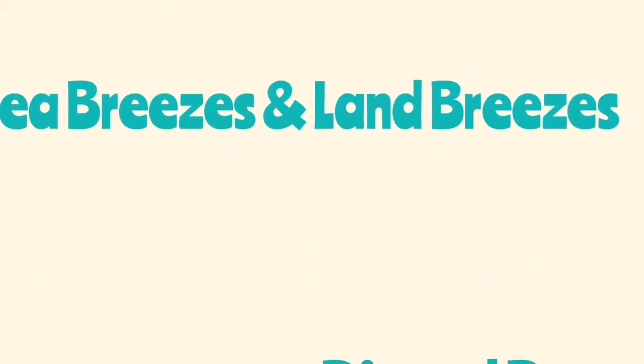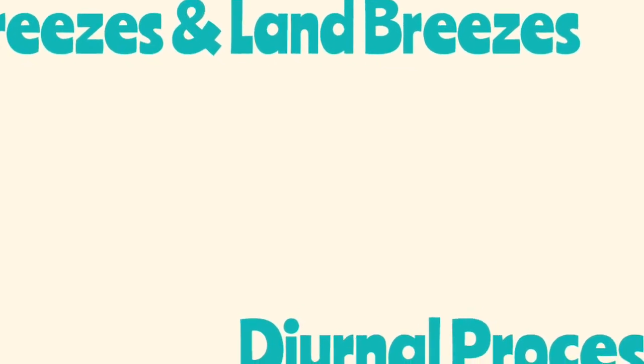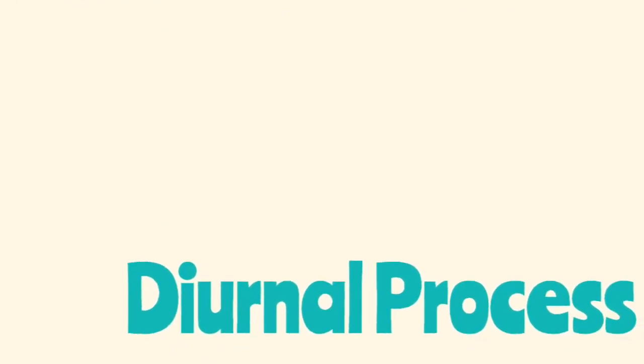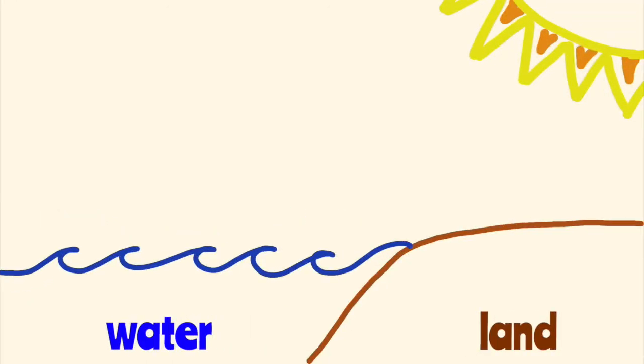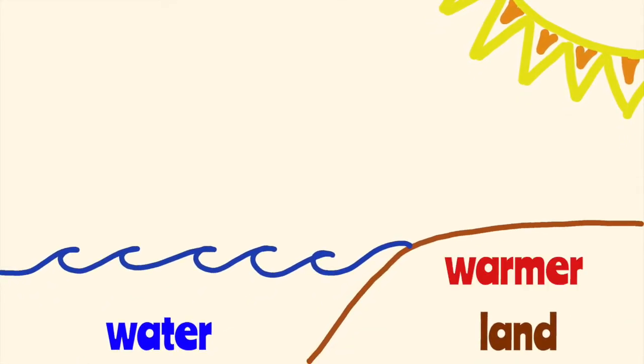The sea breezes and land breezes are a diurnal process. That means that these winds occur every single day. Remember the 5-star rule about water and land differences? That land heats and cools faster than water? So if it's 3 o'clock in the afternoon, which is going to be warmer, the land or the water? The land will be warmer and the water will be cooler relative to the temperature of the land. These two surfaces heating at different rates will create variable high and low pressure.